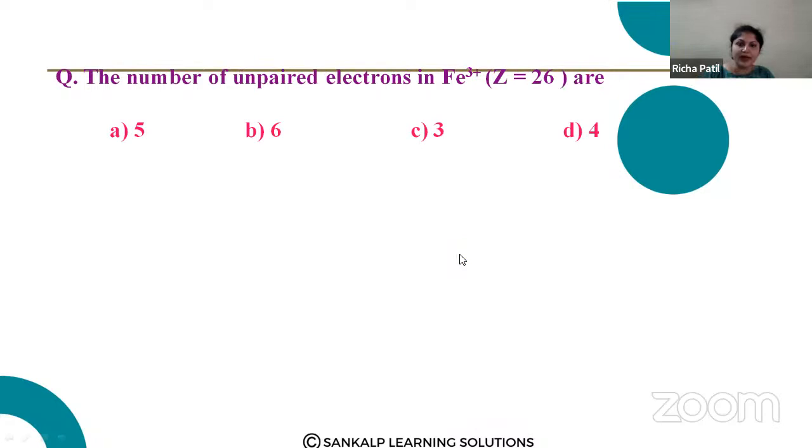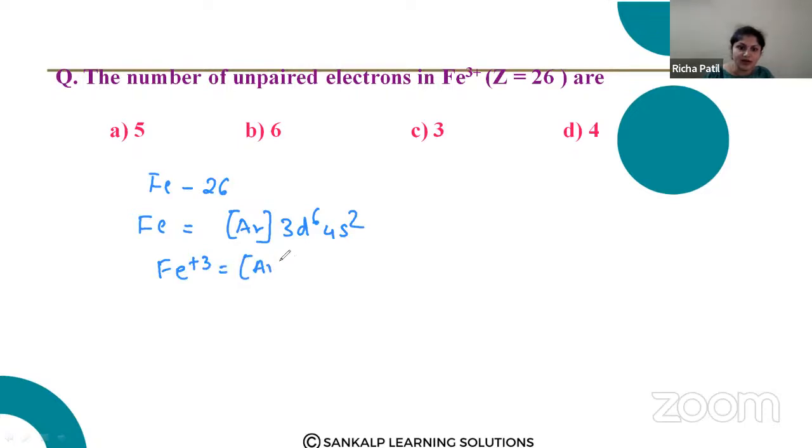The number of unpaired electrons in Fe3+. Now we have to see the number of unpaired electrons. Okay, they have asked the number of unpaired electrons in Fe3+. What is Fe? Atomic number is 26. Now write the electronic configuration for Fe. Fe is argon, 18, then 3d6 4s2. When it undergoes Fe3+, it will be argon, and these 2 electrons from 4s and 1 electron from 3d are lost, so it will be 3d5.